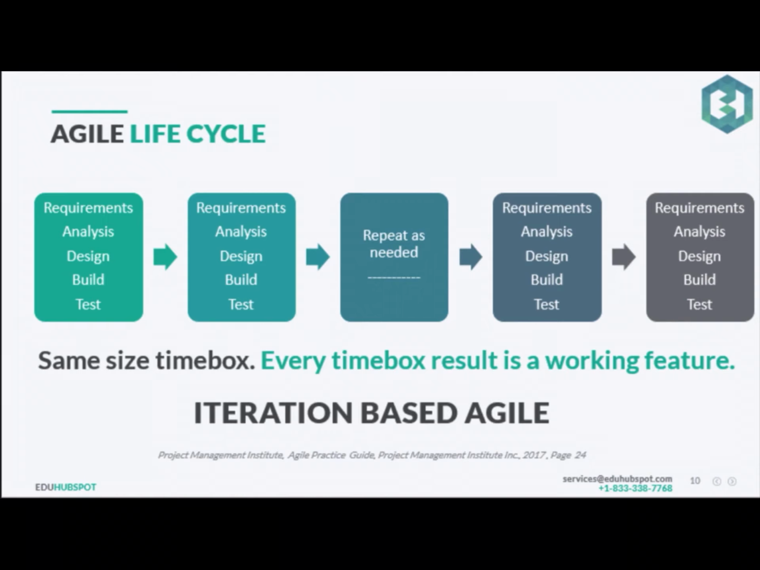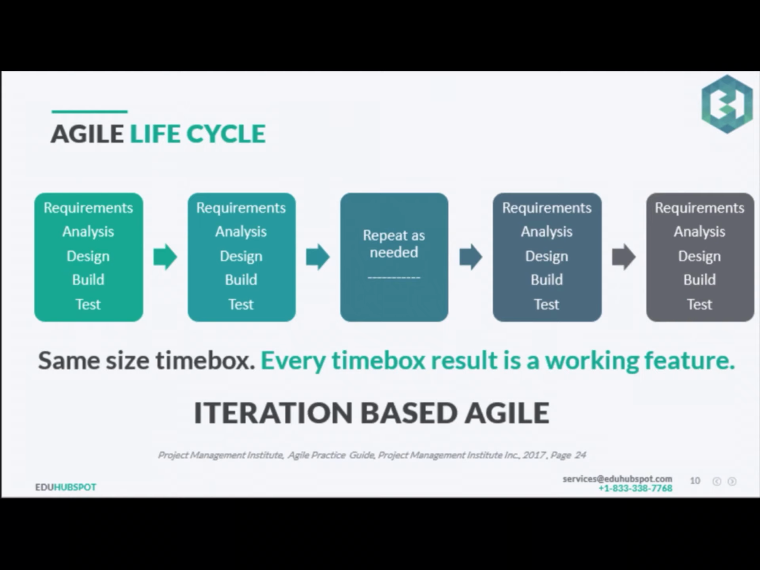Now, agile life cycle is actually further divided into two types. First is your iteration-based agile life cycle, and the second is your flow-based agile life cycle. So let's see what your iteration-based agile is. You'll follow the same process. You will have different time boxes. Every time box will be a working feature. For instance, the team will be delivering it in a 2-week sprint.